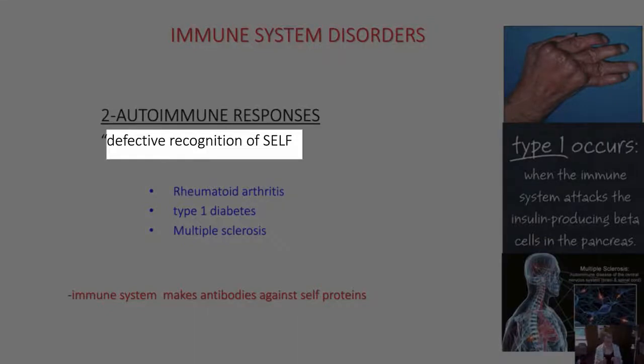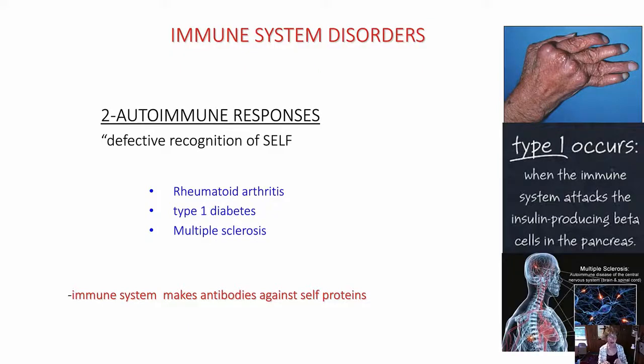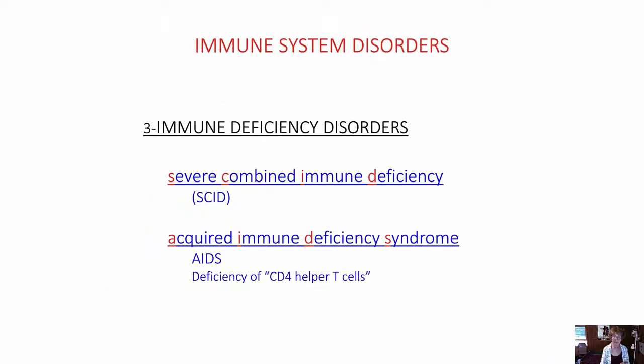What happens is that the immune system makes antibodies against self proteins. So you have your immune system looking at what would be a normal protein in your body. It looks at it as non-self and causes an immune response. Rheumatoid arthritis, type 1 diabetes, multiple sclerosis, these are all examples of autoimmune disorders. Defective recognition of self-proteins stimulates an immune response, causing the symptoms of these immune disorders.